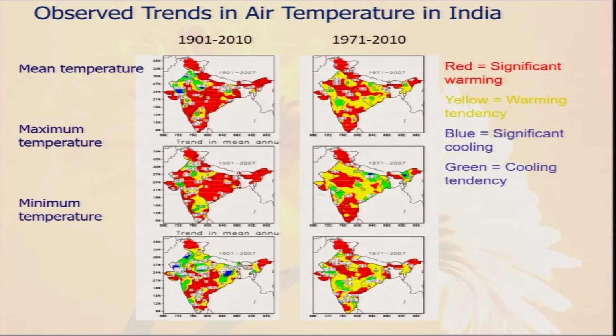If you see the observed trends in the air temperature in India, we have classified it into two parts: 1900 to 2010, and 1970 to 2010. These two parts we have divided. And everywhere, the red is not significant warming and yellow is the warming tendency. In most of our country, the temperature is going to the red or yellow level. It means India is already a tropical country.